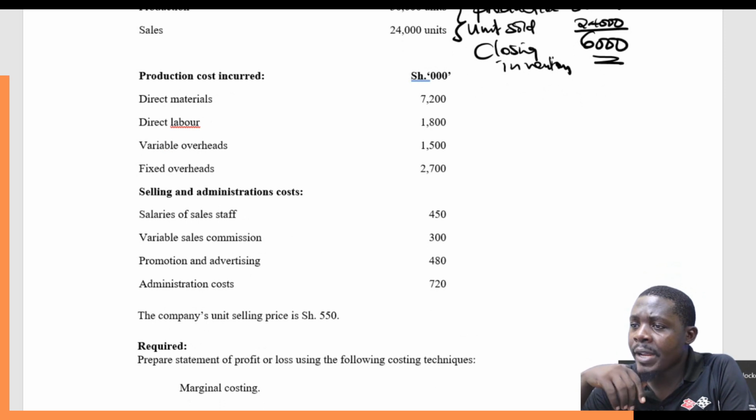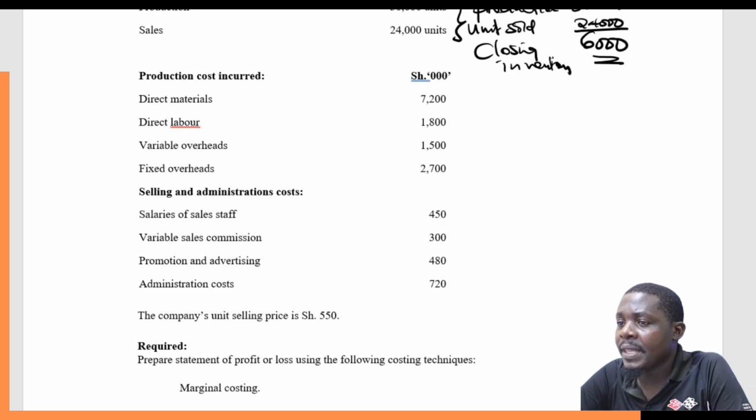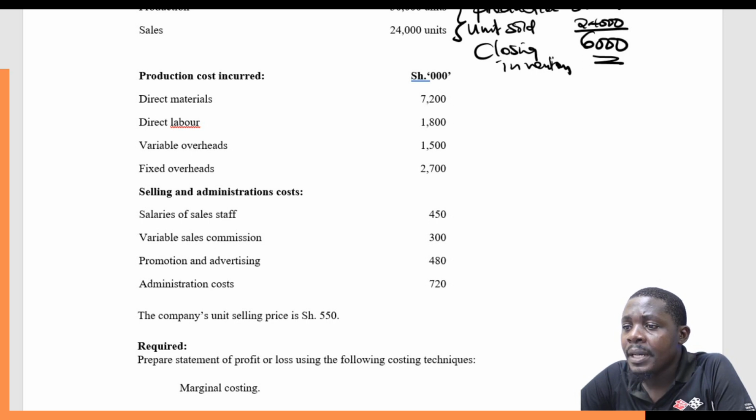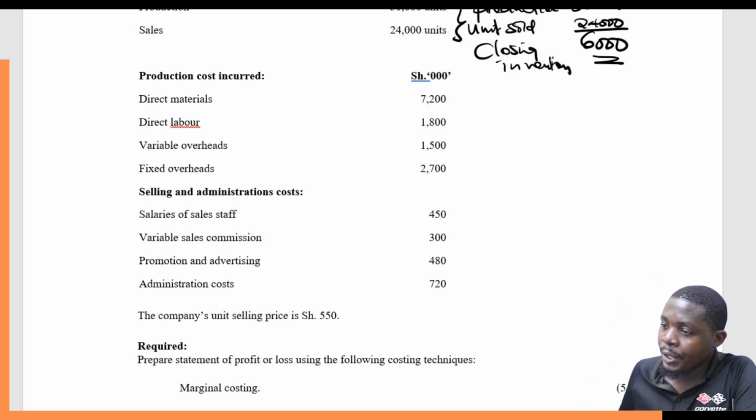Then we are told that the direct materials are 7,200,000. We are carrying 3 zeros. Direct labor is given, variable overhead, fixed overhead is given there. Then selling and administration has also been given there. The company's unit selling price is 550. Prepare the statement of profit or loss using the following costing techniques.